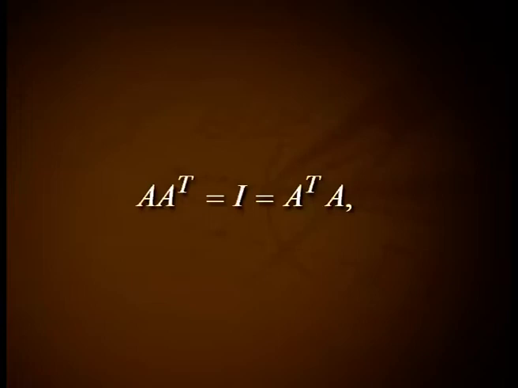Similarly, it can be shown that A transpose A equals I. Hence, A A transpose is equal to I, which is equal to A transpose A, showing that A is orthogonal. For convenience, take B equal to the matrix with rows (-1, 1, 1, 1), (1, -1, 1, 1), (1, 1, -1, 1), (1, 1, 1, -1).